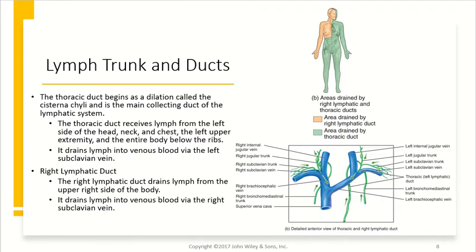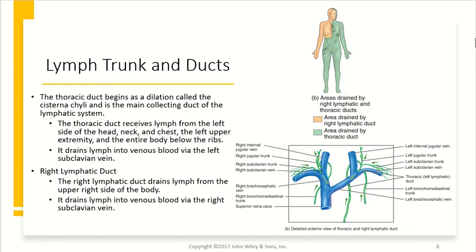The thoracic duct begins as a dilation called the cisterna chyli, and this is the main collecting duct of the lymphatic system. The thoracic duct receives lymph from the left side of the head, as well as the neck, the chest, and the upper portion of the extremities. It also receives lymph from the entire body below the ribs. So the thoracic duct drains a large portion of the body. It's a lot of it.